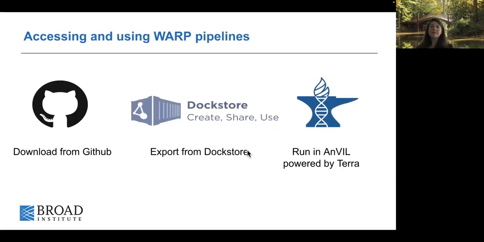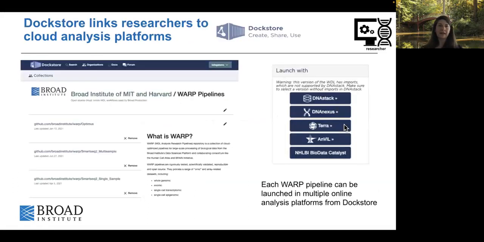In terms of ease of use, we have three ways of accessing the pipeline. I already mentioned that you can download releases from GitHub, but a more popular and perhaps easier way to use the pipelines is through Dockstore and running on AnVIL. All of these pipelines are automatically pushed to Dockstore, and from Dockstore, you can run them, download them, or export them to AnVIL powered by Terra and run them there. If you are interested in exporting to Terra, I'm just showing an example from the Dockstore page here. You'll notice a launch with icon anytime you come to a version of a workflow in Dockstore. Here you can see you have the option to export the pipelines to AnVIL.